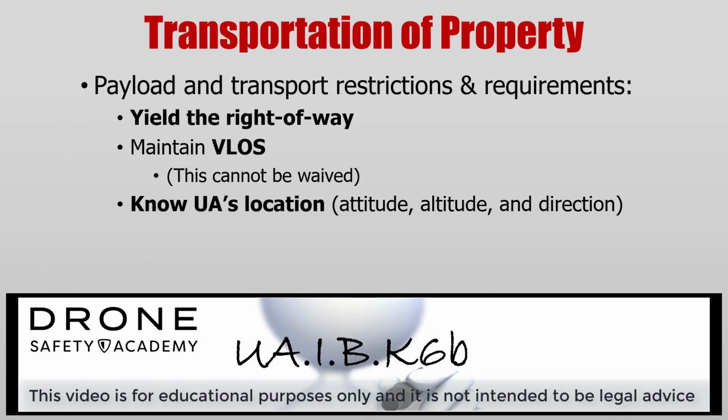With regards to transportation of property, keep in mind payload and transportation restrictions and requirements. Always yield right of way and maintain visual line of sight. This cannot be waived with regards to transportation of property. Always know the unmanned aircraft location, that's the attitude, the altitude, and direction.